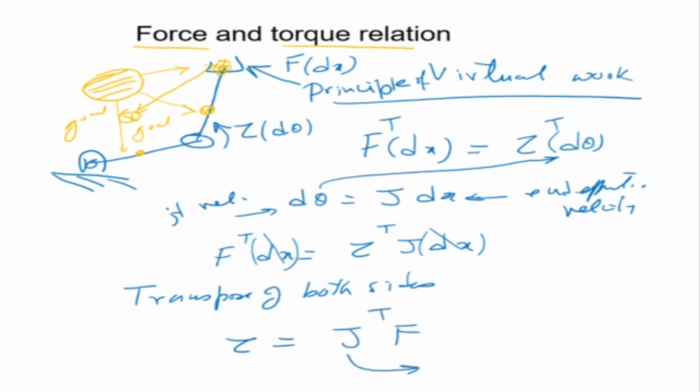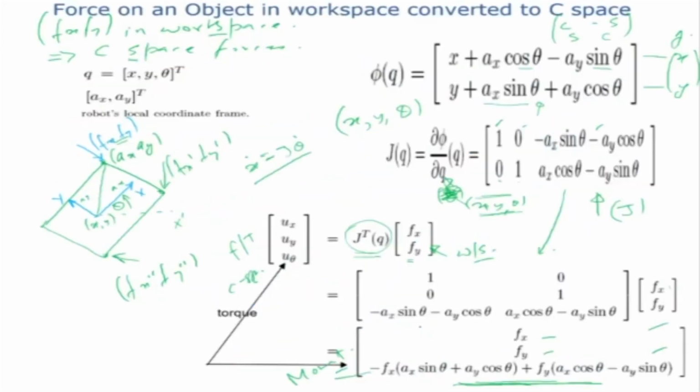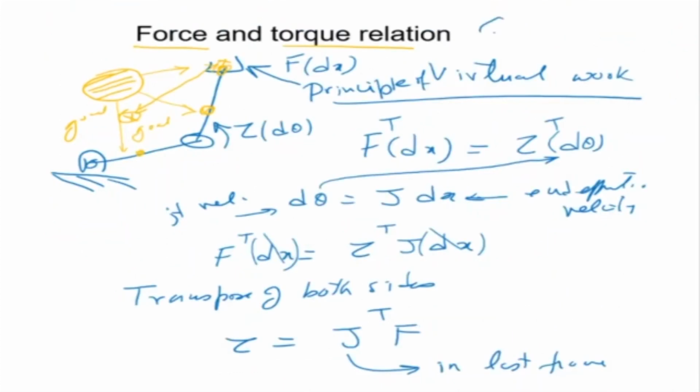Now please note that this J is in the last frame. It is not in the first frame. That means the force is acting on the last frame. So this gives me a relationship between the end effector force and the joint torques. Now, if there are different forces acting on the different links, we can convert them into joint torques and sum them up. Then we say that these are the forces acting on my manipulator in C space. Please note that this is done in Cartesian space, so there is a force acting which can be Fx, Fy, Fz.